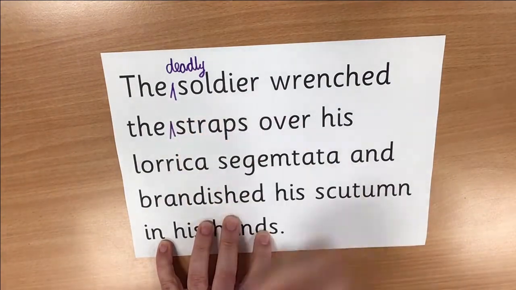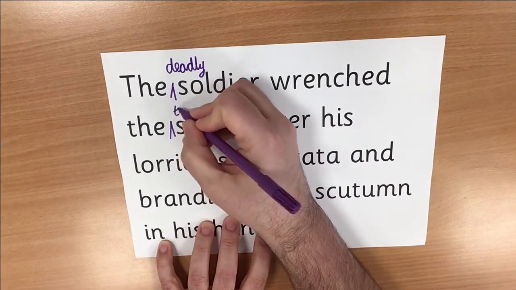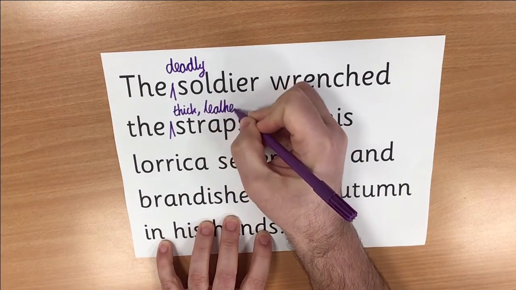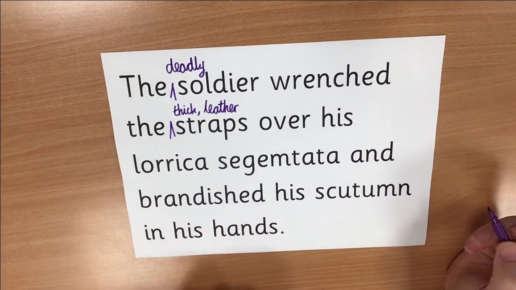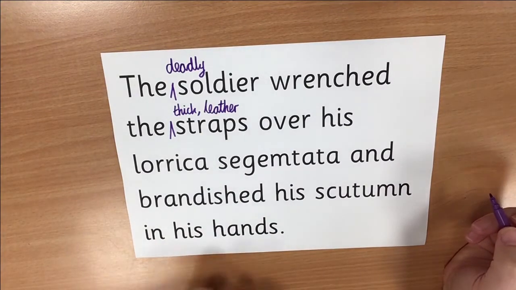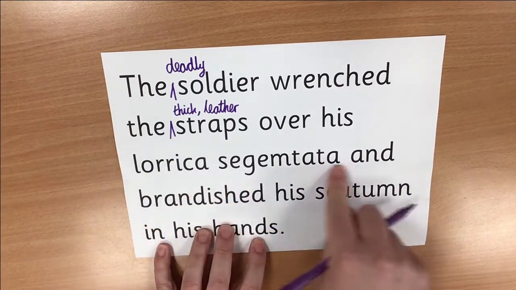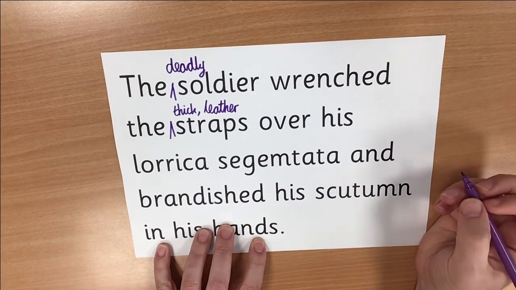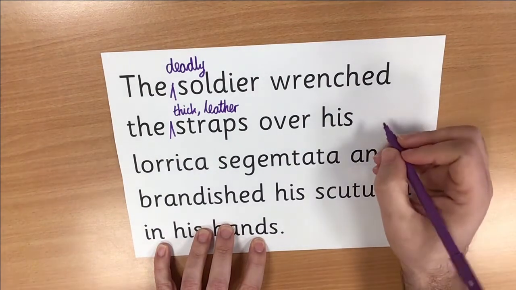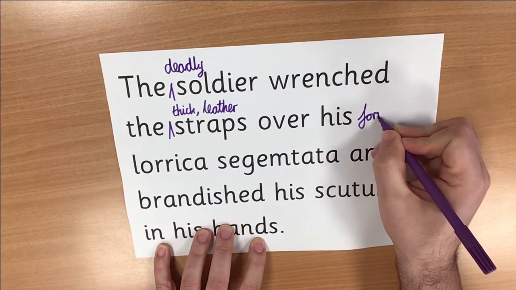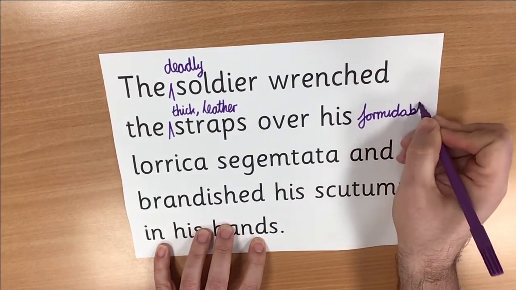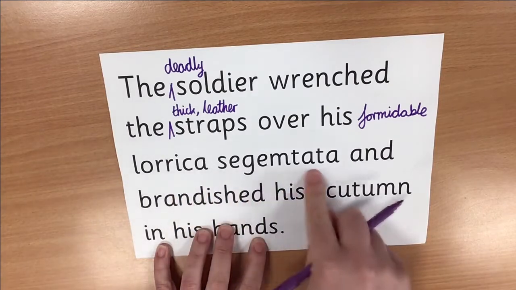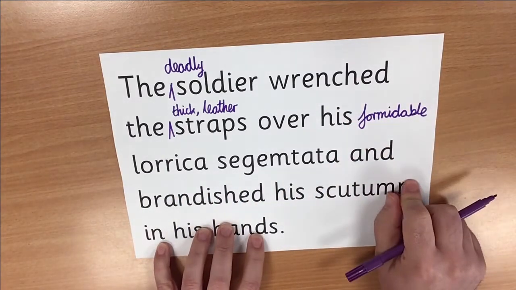So his straps on his scutum are going to be thick leather straps. This extra bit of information just makes him sound a bit braver than he was before. Over his lorica segmentata. Now, I've already done a lot of describing about his lorica segmentata, so I want to add a bit more to it, but I'm going to use a word that's going to make him sound really strong and tough, and that is the word formidable. Okay, so thick leather straps over his formidable lorica segmentata. So formidable meaning strong and dangerous.